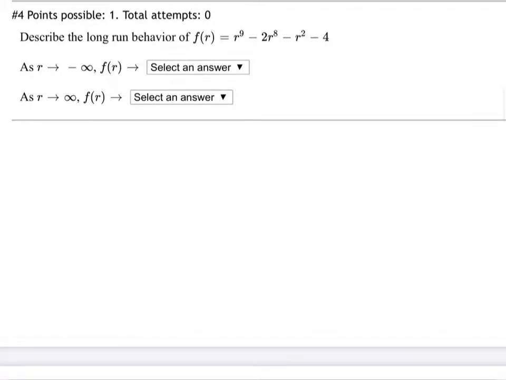So now they're going to say, okay, enough with the simple functions. They're going to give us a big complex mess, aren't they? R to the 9th minus 2r to the 8th minus r squared minus 4. And then they're going to ask, again, the same two questions. As we go left forever or right forever, what's that function going to do? What are the heights going to do?